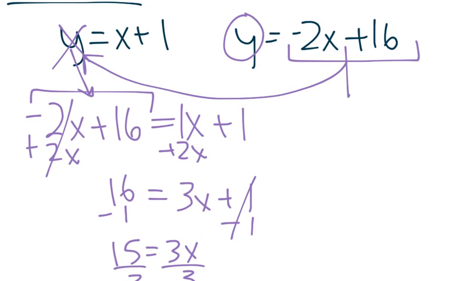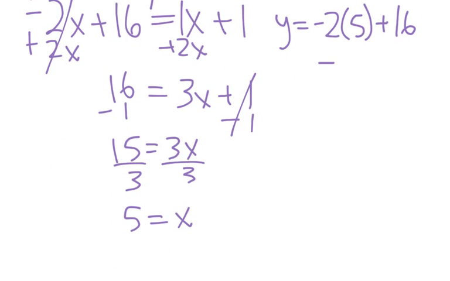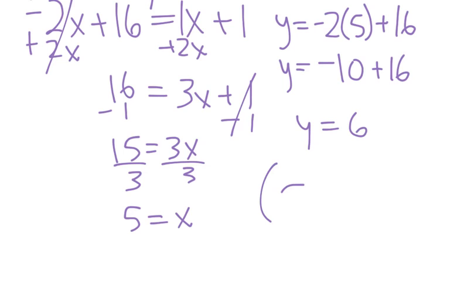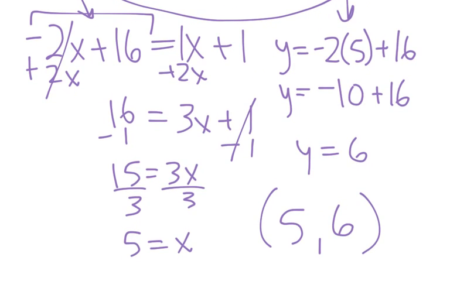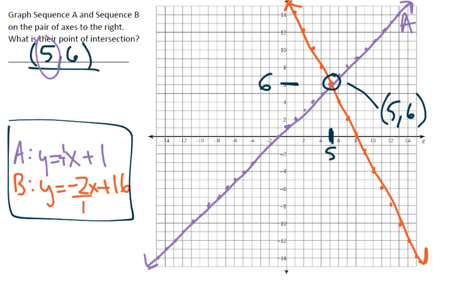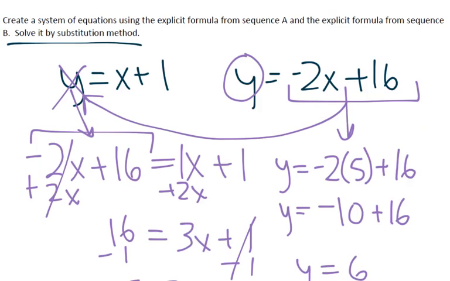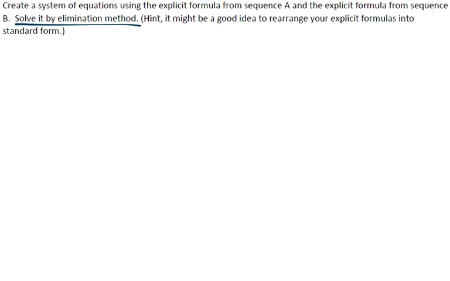So then I come up, grab an equation, and say, well, now I know what x is, so I substitute 5 in for x, and we solve for y. So I get negative 10 plus 16 equals y. So y equals positive 6, so my answer, 5, 6. Okay, so there's what it looks like with substitution. There's what it looks like with graphing. Now the last one is elimination.